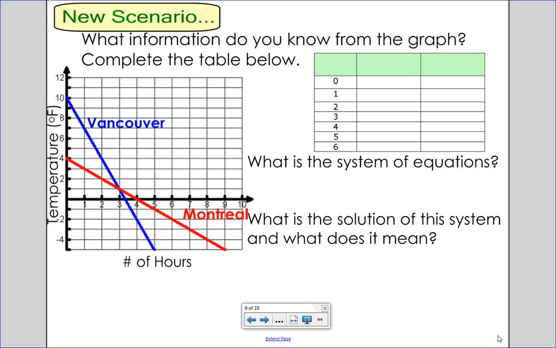Here's a new scenario. It says, what information do you know from the graph? And it says, complete the table below.